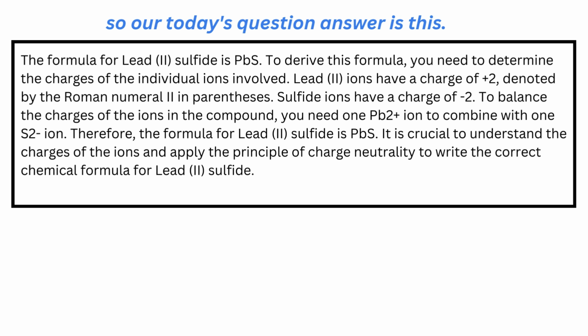To balance the charges of the ions in the compound, you need one Pb2+ ion to combine with one S2- ion. Therefore, the formula for lead(II) sulfide is PbS. It is critical to understand the charges of the ions and apply the principle of charge neutrality to write the correct chemical formula for lead(II) sulfide.